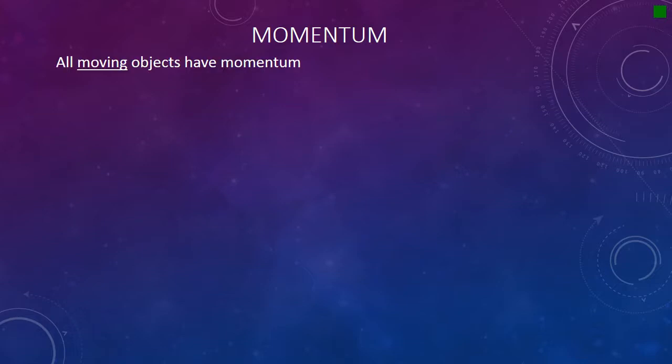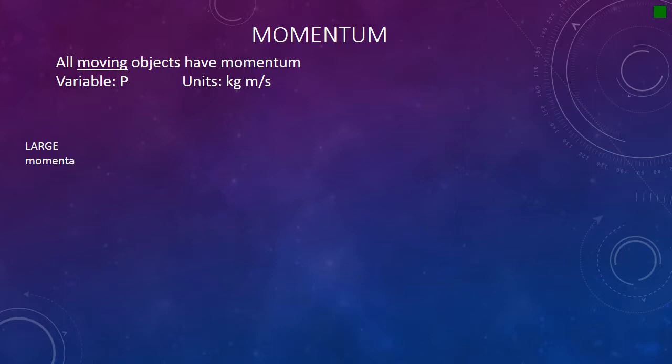So the first thing you need to know is that all objects that have mass and are moving have momentum. And the symbol for momentum is incredibly obvious. It's P, probably because M was already assigned for mass, and so they decided that it was going to be P. And the units for momentum are kilograms meters per second, which is pretty large, but it will make sense as we build the equation for momentum together.